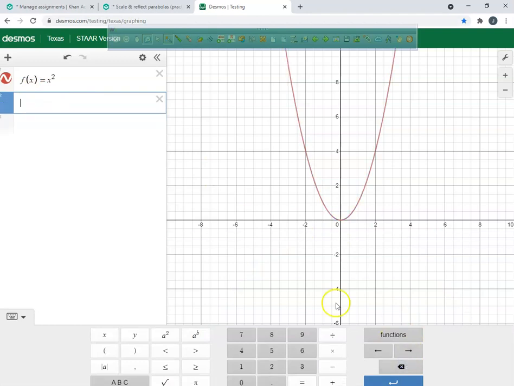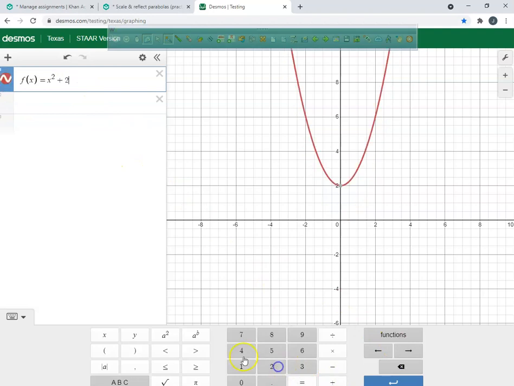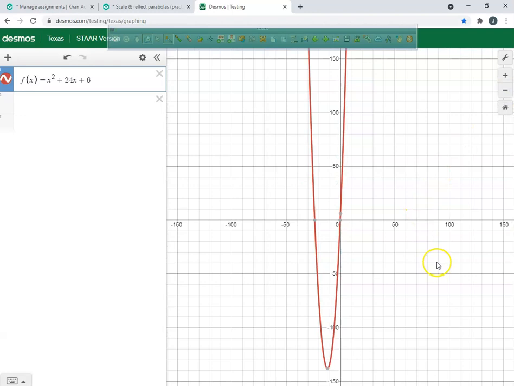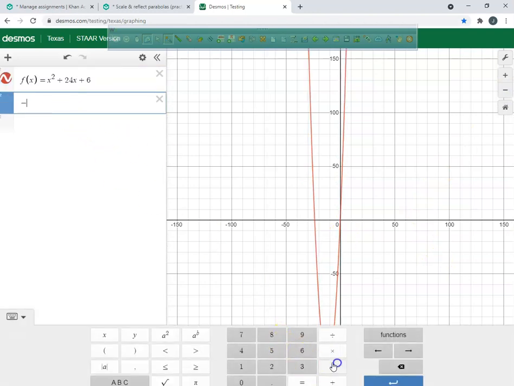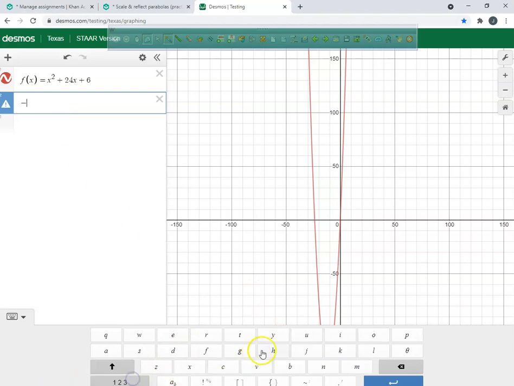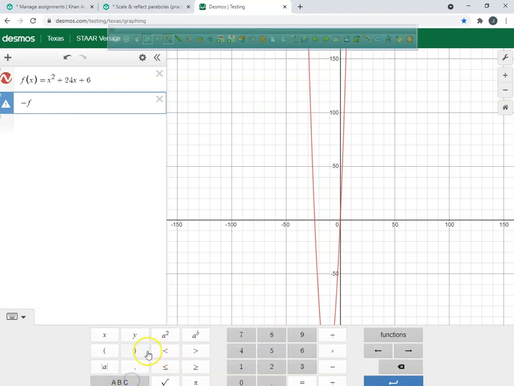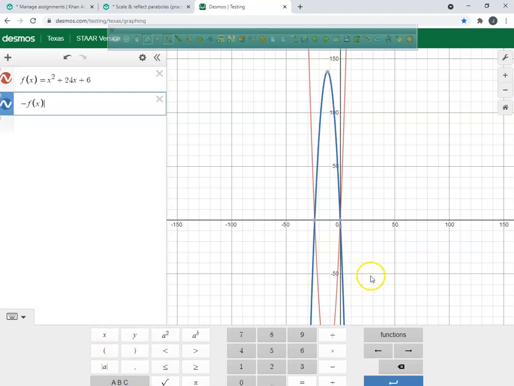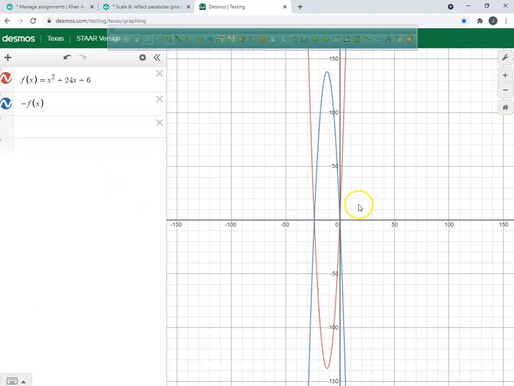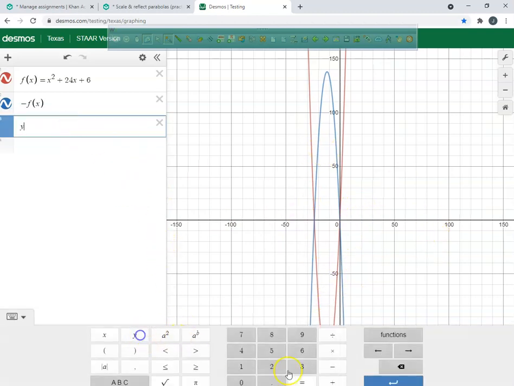So watch this. If I said x squared plus 2x plus 6. Oh, sorry. Fine, I'll put 24x. All right, zoom out. You guys see that? Now, look what happens if I say negative f of x. I don't know if you guys can see, it's reflected across the x-axis. Look, y equals 0. That's the x-axis. Do you see it's perfectly reflected?